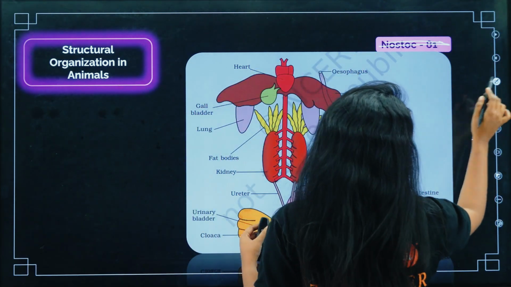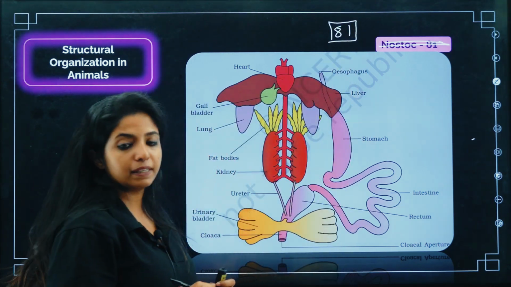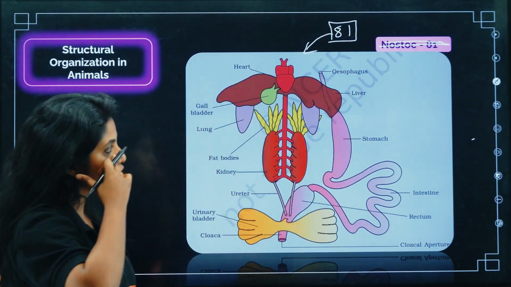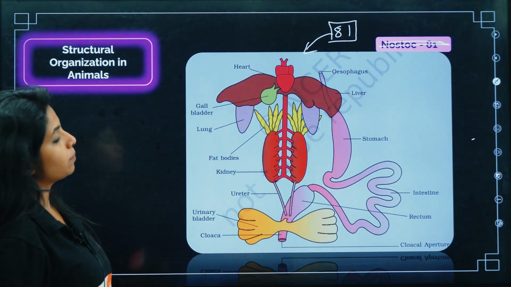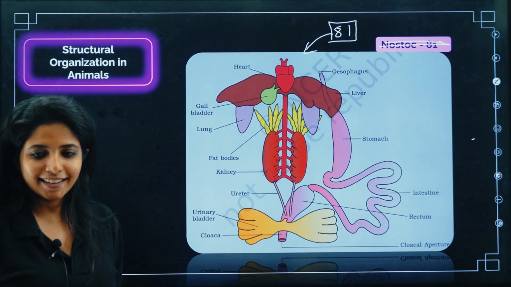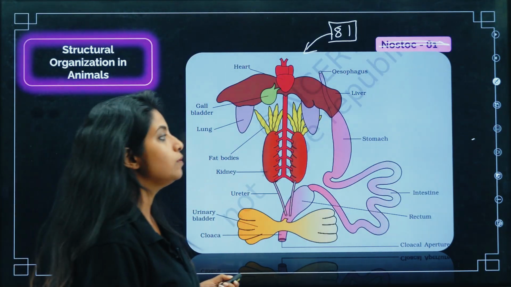So I don't want you to be stranded because of this. So this is the complete digestive system of the frog, my dear children, and it's on page 81. You can just go through it. This is from the chapter Structural Organization in Animals. So will you be able to do all these diagrams? I know that you would be able to draw.